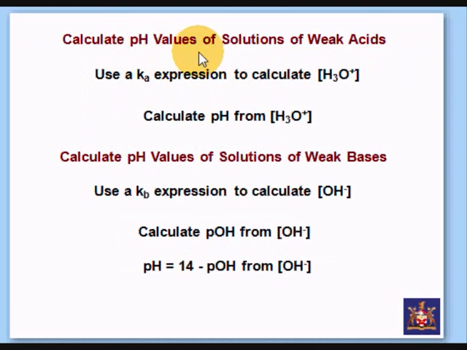In calculating pH values of solutions of weak acids, use the Ka expression to calculate the hydrogen ion concentration, and once you've got that, you calculate pH from the hydrogen ion concentration. To calculate pH values of solutions of weak bases, use the Kb expression to calculate the OH minus concentration, calculate pOH from that, and then simply pH is equal to 14 minus pOH. This will give you the pH value.